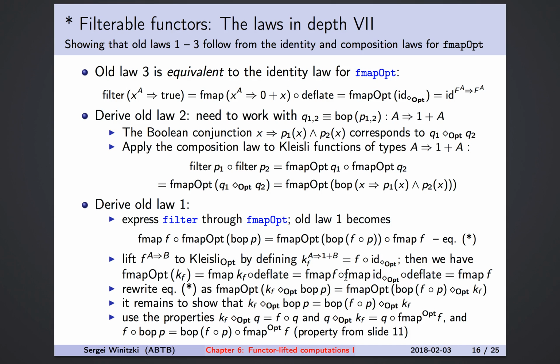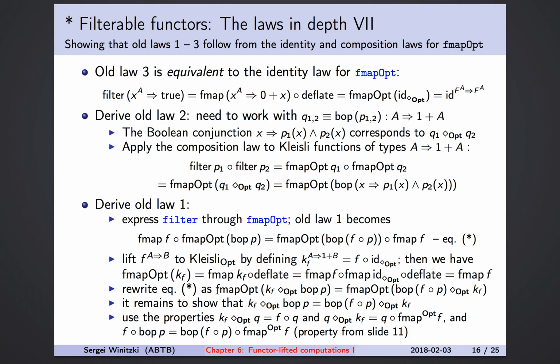So therefore, this is equal to fmap f. So fmapOpt of this transformed function is actually the same as fmap f. Therefore, we can just rewrite this law using fmapOpt of k f instead of fmap f. When we do that, we can use the Kleisli composition.